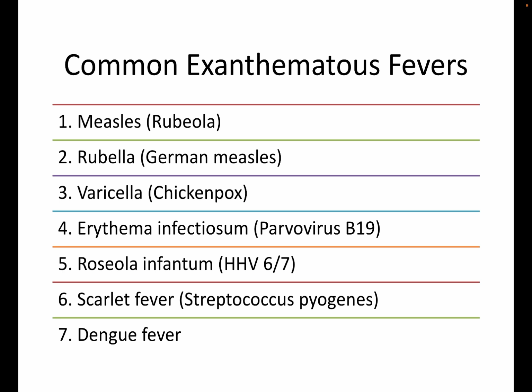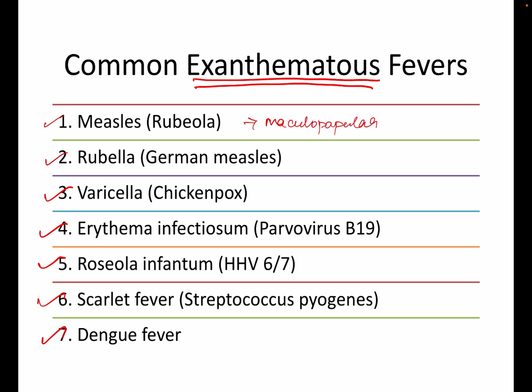Now, what are the common exanthematous fevers? Usually measles, rubella, varicella, erythema infectiosum, roseola, scarlet fever and dengue fever. So these are all the fevers in which there will be exanthem, that means there will be a rash. In case of measles, it will be a maculopapular rash, and in other diseases the rash will be of a different type and it will be present in a different anatomical site.